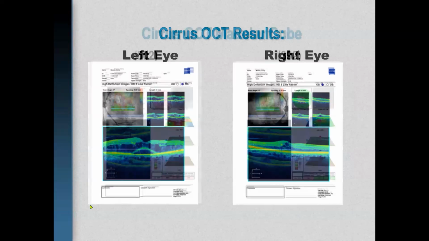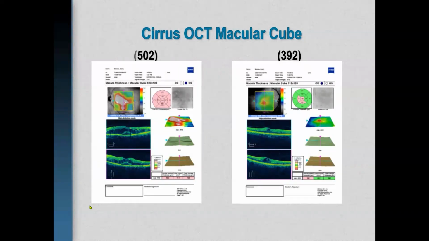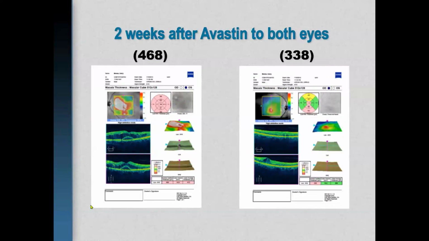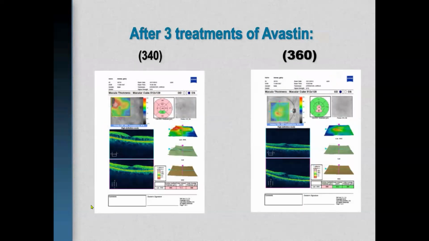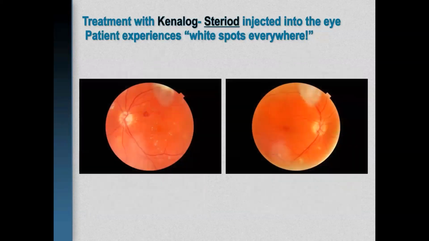Next slide. And you can see it again. You can see the swelling. Next slide. And then you can see the decrease in swelling after the treatments of Avastin. And the next. Yeah, and he even got a steroid injection. When you look at that, you see those gobs of white. That lasts for some period of time. White spots everywhere. It's awful, actually. Next slide.